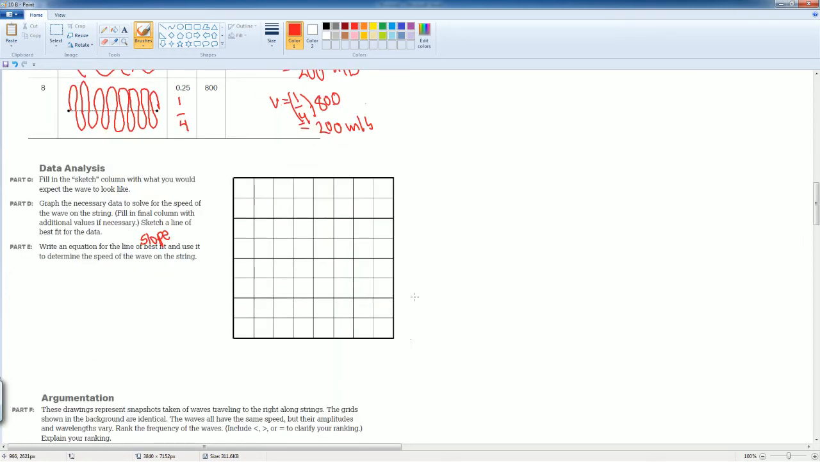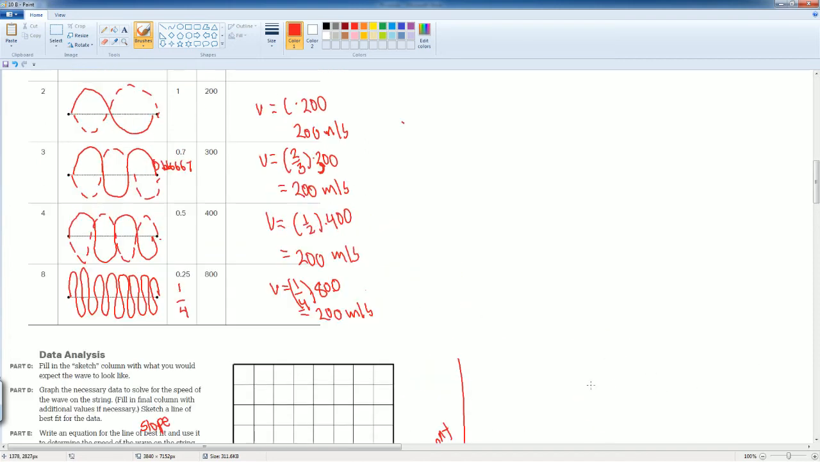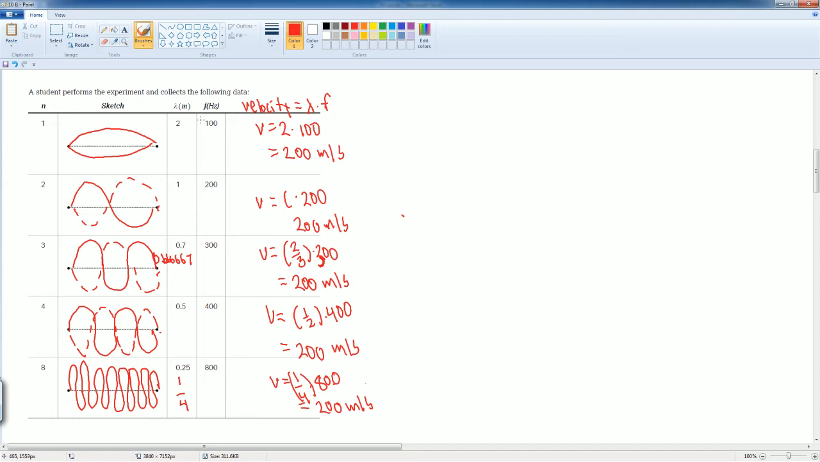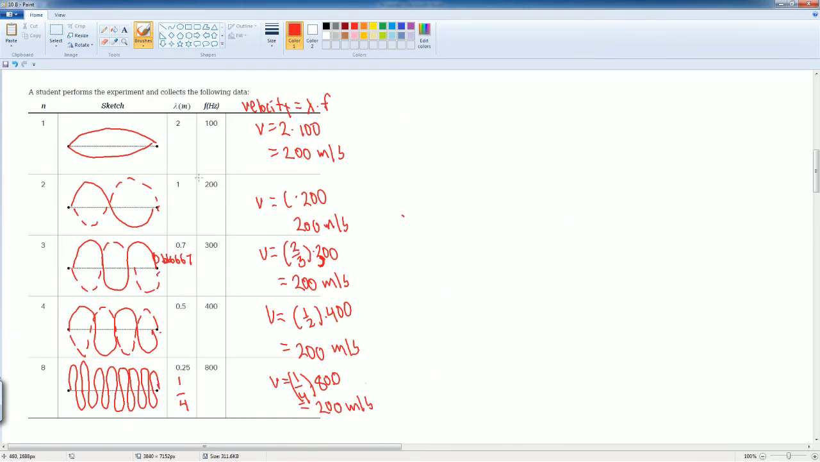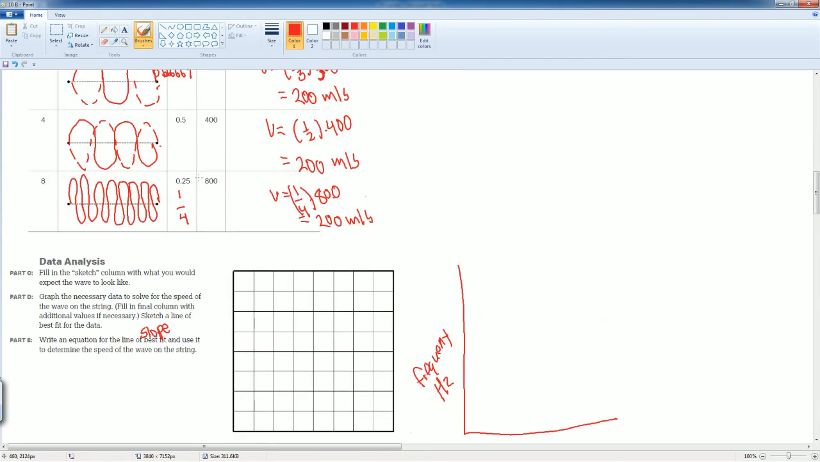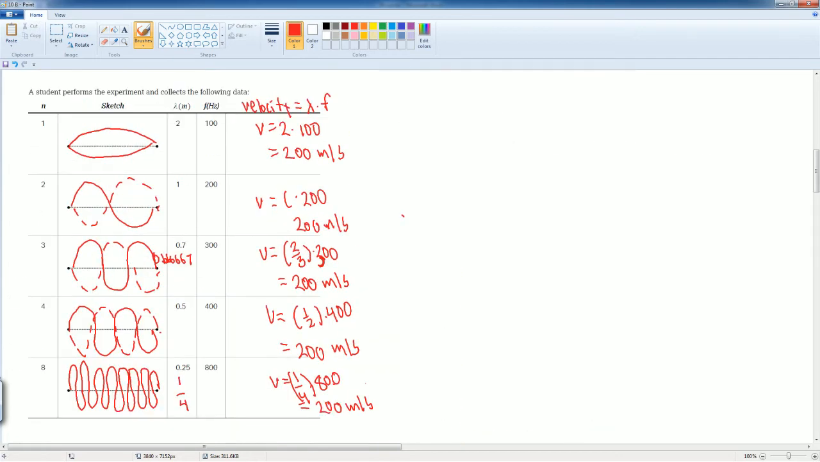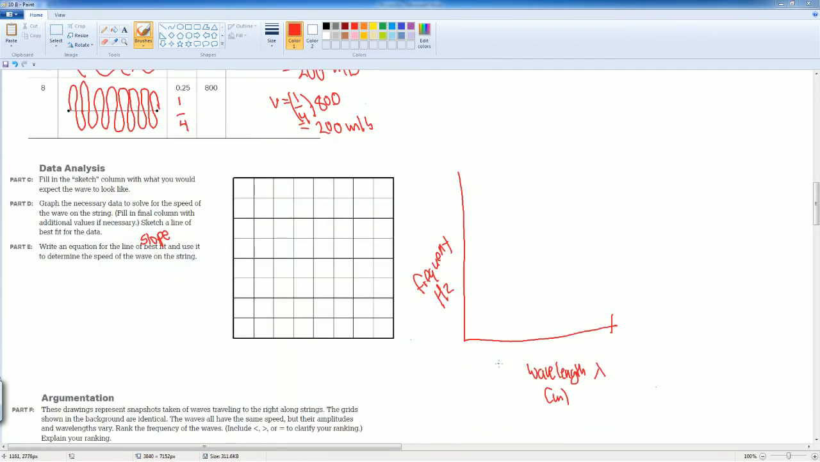So how I would have done it, it would have been like this. I would have done frequency here in hertz, and then I have my points. Then I have my lambda, lambda, lambda. Give me a second here. And the x-axis would be the wavelength, and that's in meters.